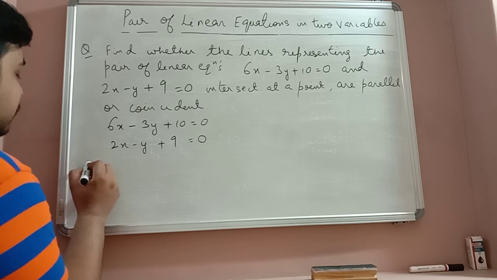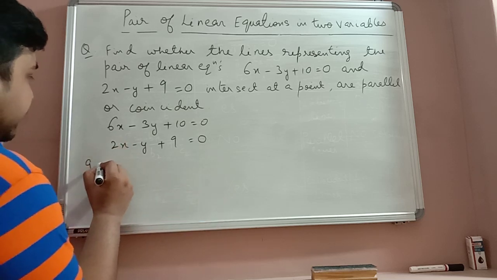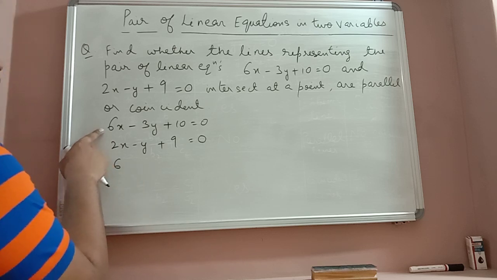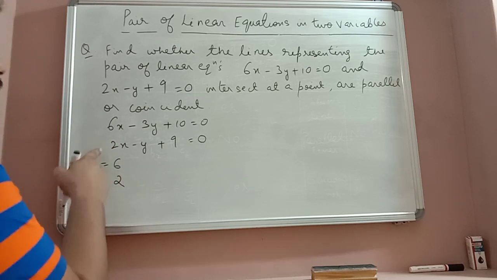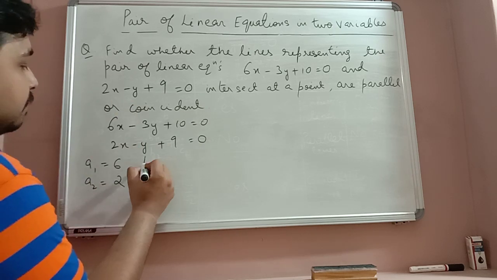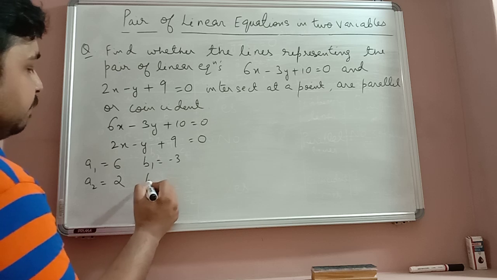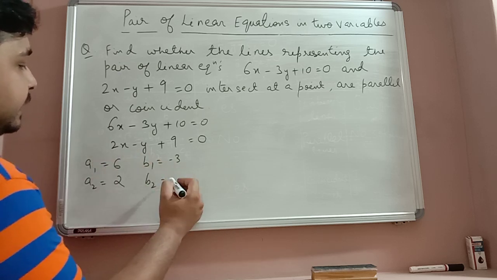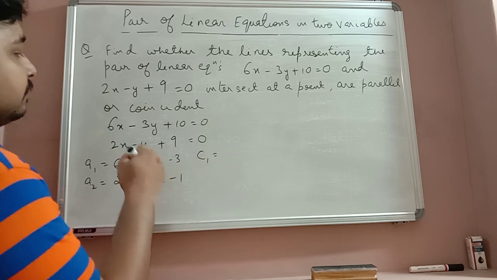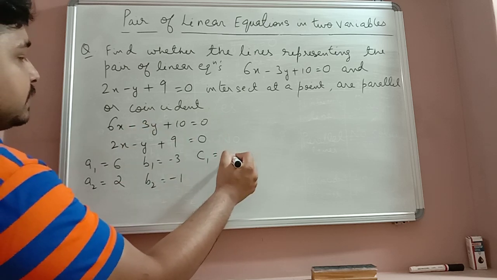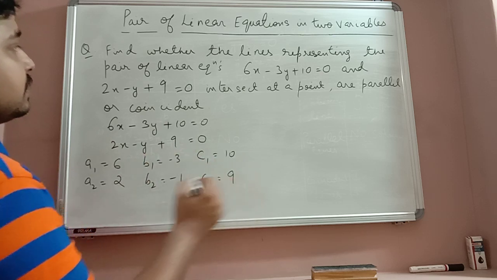Now let me just write down the values of a1, a2, b1, b2 and c1, c2. a1 is equal to the coefficient of x in the first equation, that is 6, and a2 is equal to the coefficient of x in the second equation, that is 2. b1 is equal to minus 3, the coefficient of y in the first equation, and b2 is equal to the coefficient of y in the second equation, that is minus 1. c1 is the constant term in the first equation, that is plus 10, and c2 is the constant term in the second equation, that is 9.